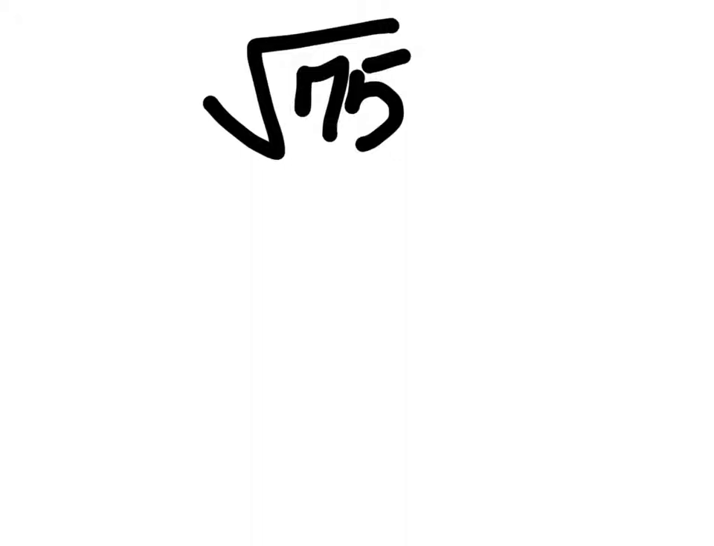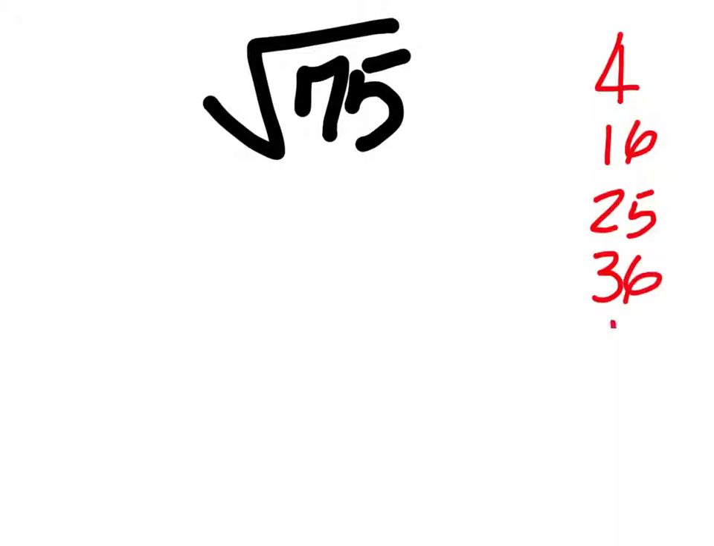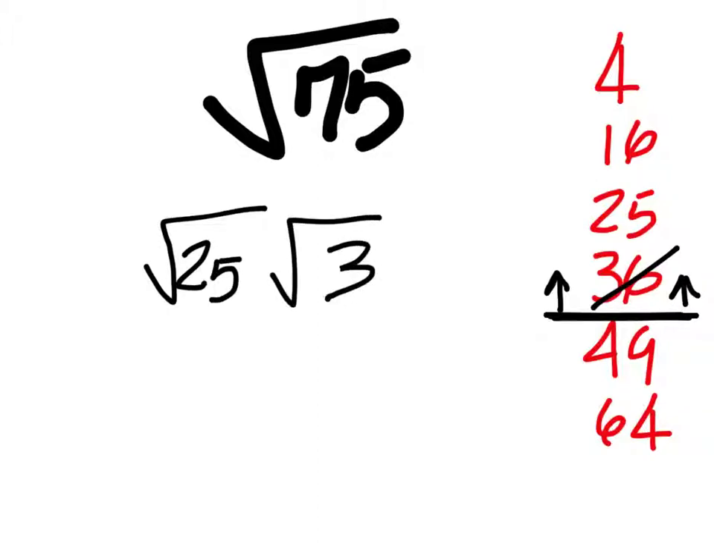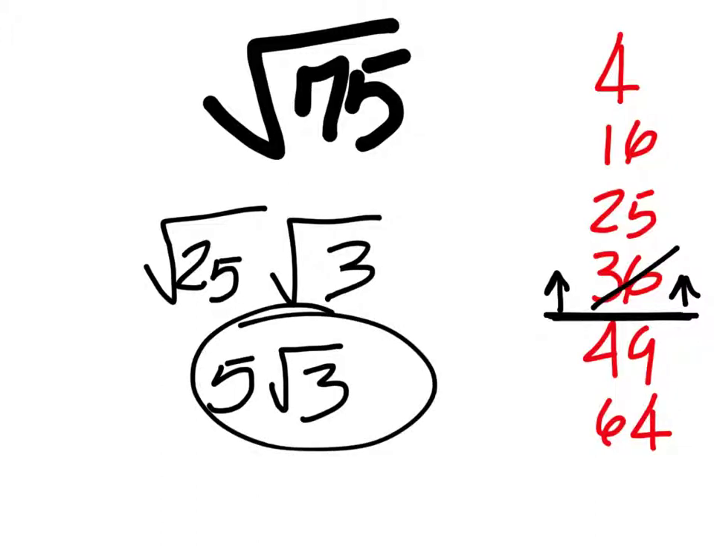Your list of perfect squares: 4, 16, 25, 36, 49, 64. Half of 75 is 37 and a half, so it falls in there. So anything above in that list is going to be possible. Will 36 go into 75? No. Will 25? Yes. So 25 and what? 3. Square root of 25 is 5. 5 square root of 3.